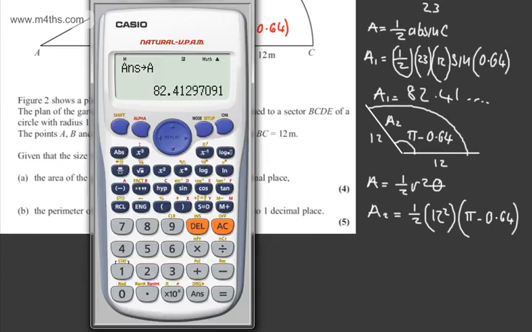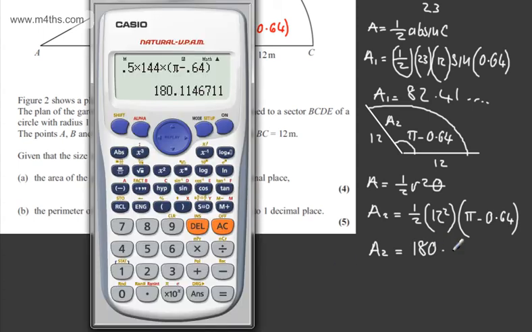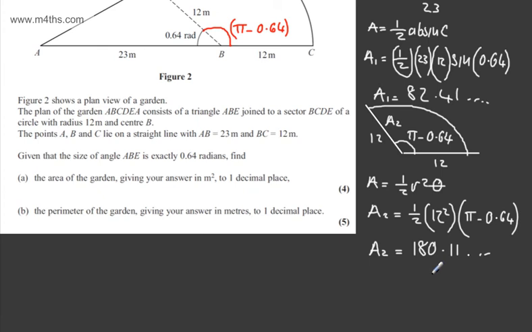So let's go ahead and do that. This will give us area number 2. So we'll have 0.5 times 12 squared, or 144, times pi, shift pi in the calculator, minus the 0.64. That's going to give me 180.11 and so on and so forth. So let's go ahead and write that out. We can say that area 2 is going to be 180, and then we've got 0.11 and so on and so forth.